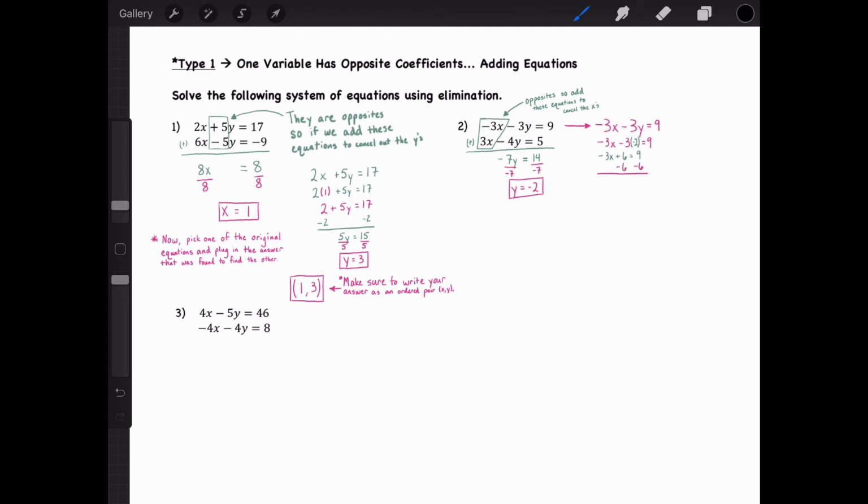So from subtracting 6 and then dividing both sides by negative 3, that allows me to get x equals negative 1, which gives me the answer of (negative 1, negative 2) for my ordered pair.